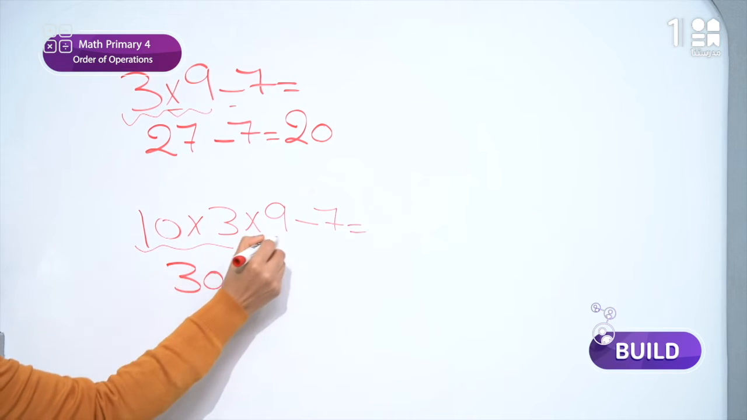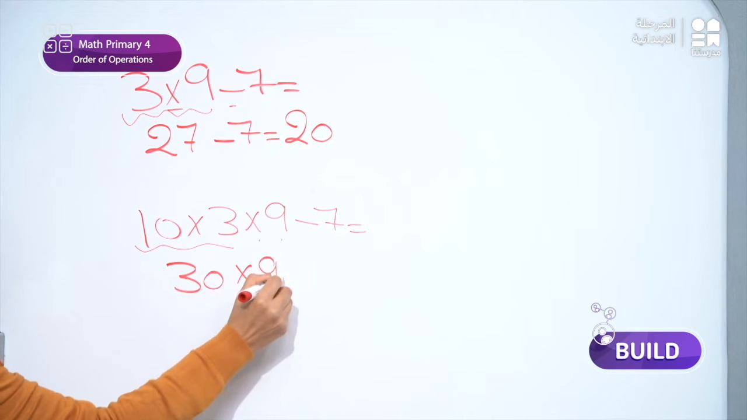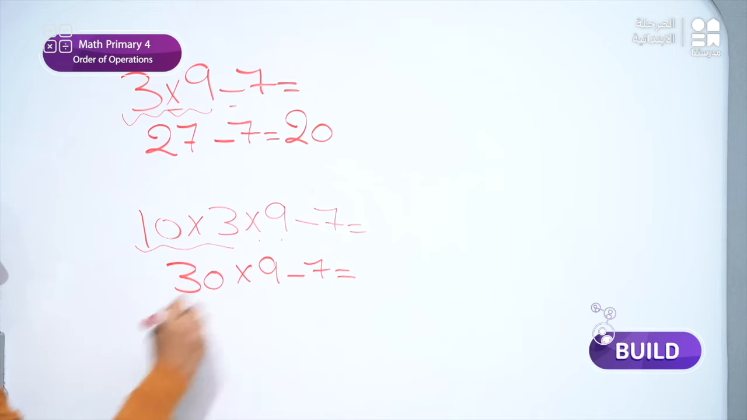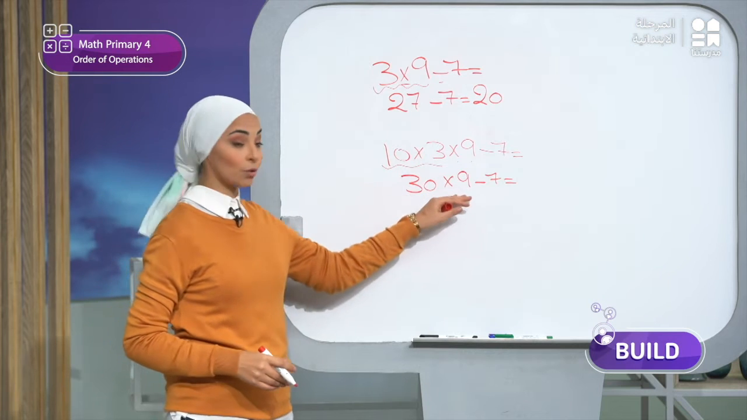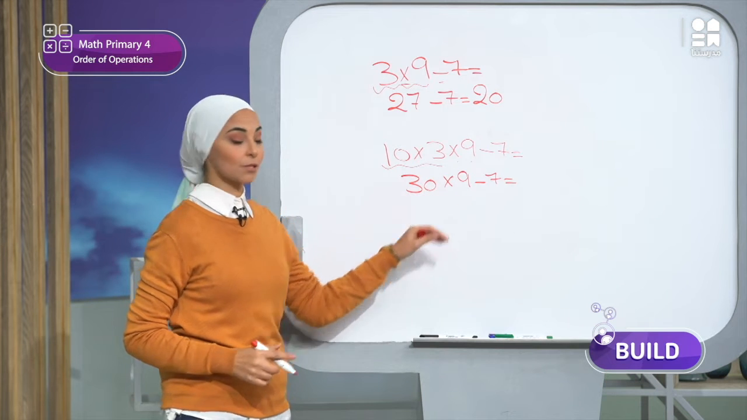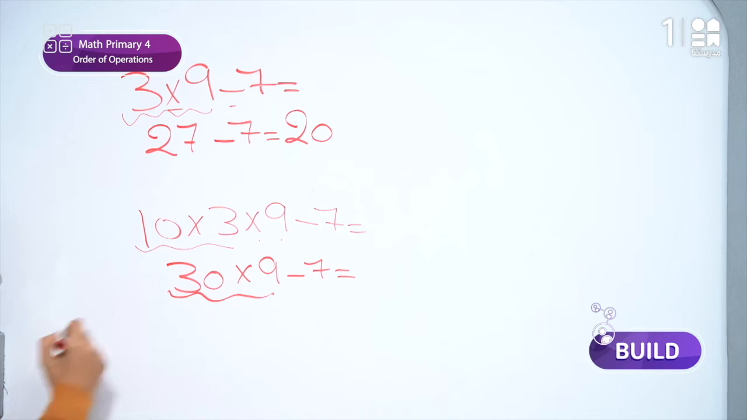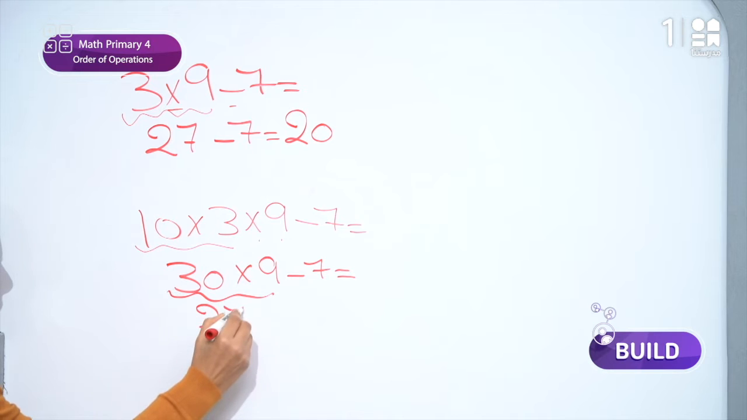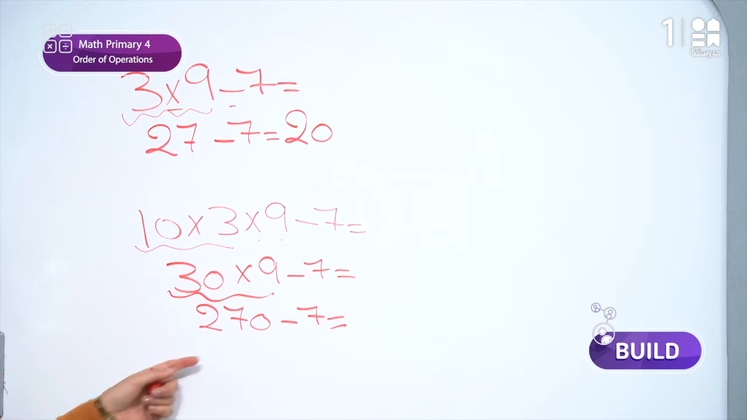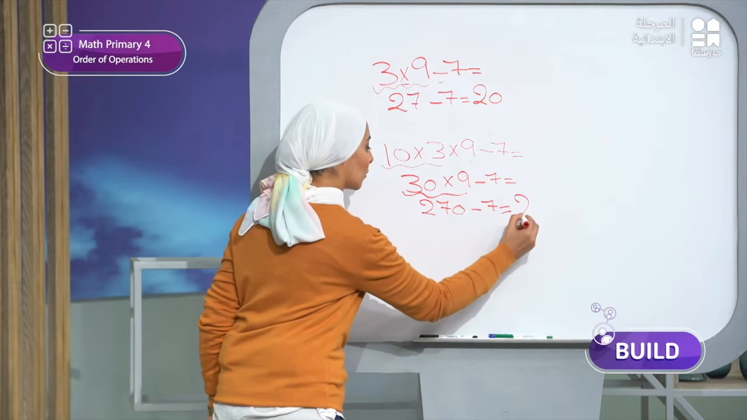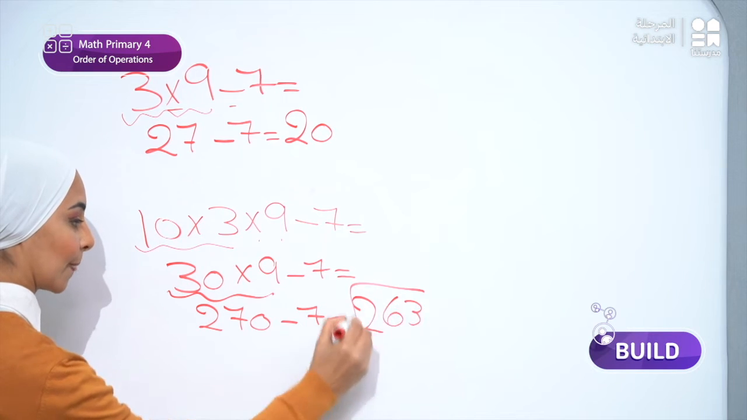And then I multiply it by 9 and then minus 7. So the next step I will multiply these two numbers. 30 times 9. Here 30 times 9 equals what? Yes, 270 and then minus 7. 270 minus 7 gives me what? Of course, 270 minus 7 equals 263.